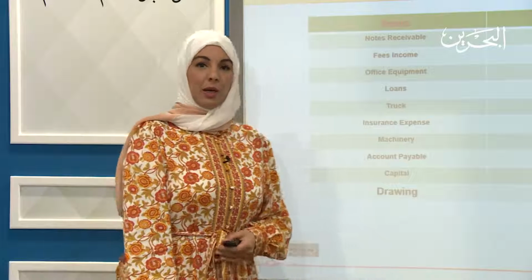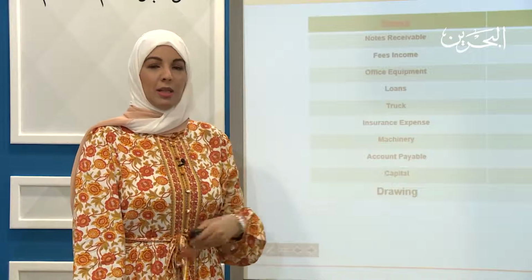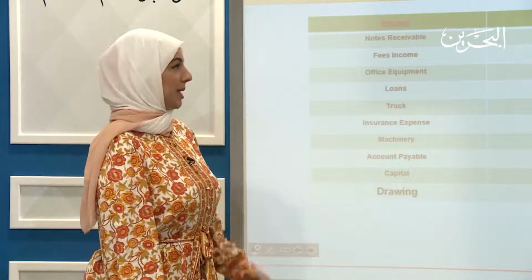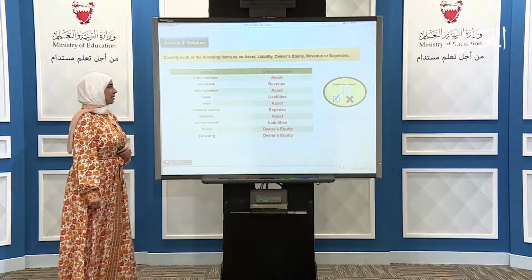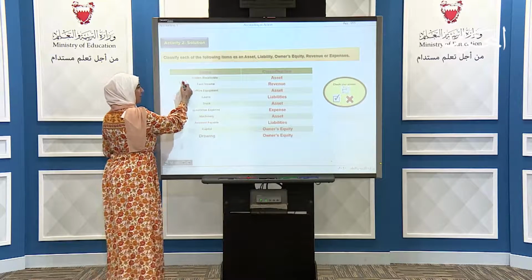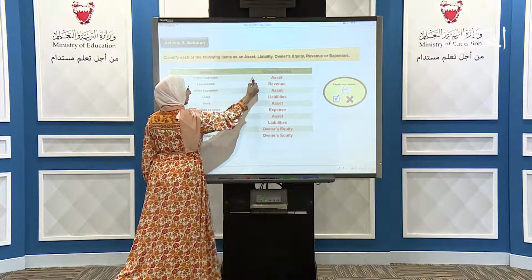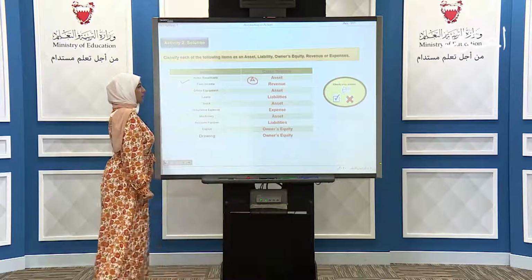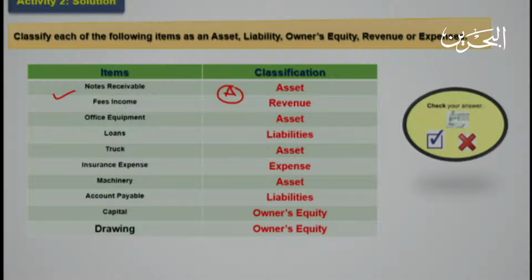After taking a look, my dear student, at the different accounts we have, let us start with the classification. Starting with the first account, I have the note receivable. The note receivable will be an asset. Moving to the fees income, it will be revenue, and I know revenue is a type of owner's equity.